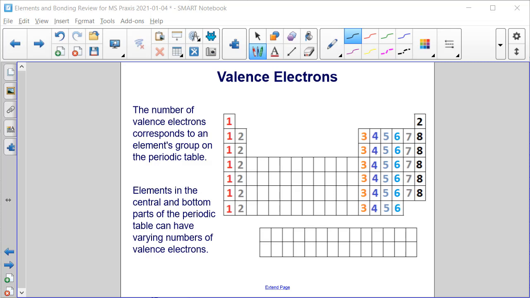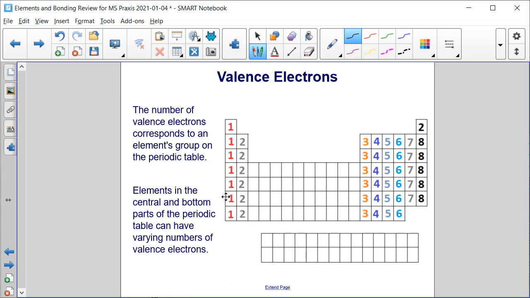The number of valence electrons corresponds to an element's group on the periodic table. Elements in the center and at the bottom parts of the periodic table, those transition metals, can have varying numbers of valence electrons. Otherwise, these first two groups have 1 and 2 valence electrons respectively. Over in the main group on the right side, starting with group 13, we have 3, 4, 5, 6, 7, and 8. Right here is that exception that we talked about, helium, which has 2.